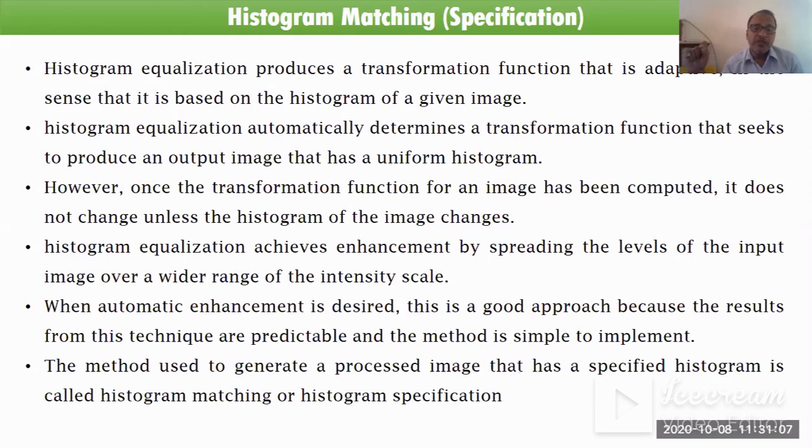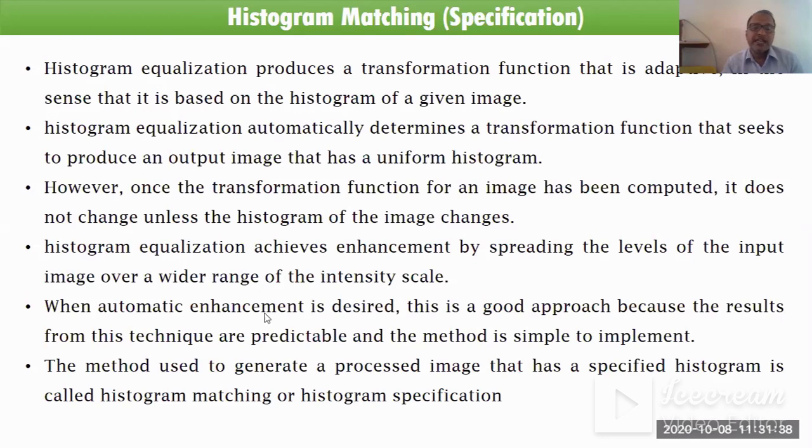So histogram equalization achieves enhancement by spreading the levels of input images over a wide range of intensity levels. So what is histogram equalization? आपण बघितलं हिस्टोग्राम इक्विलायझेशन काय करतं की ती जी नॅरो रेंज असेल किंवा स्पेसिफिक रेंजच्या मध्ये हिस्टोग्राम असेल तो काय करतो? स्प्रेड करतो सगळ्या इंटेन्सिटीला. So histogram equalization achieves the enhancement by spreading the levels of the input image over the wide range of intensity scale.